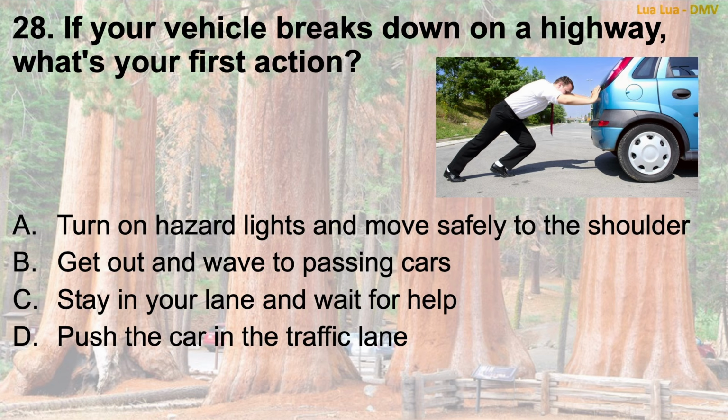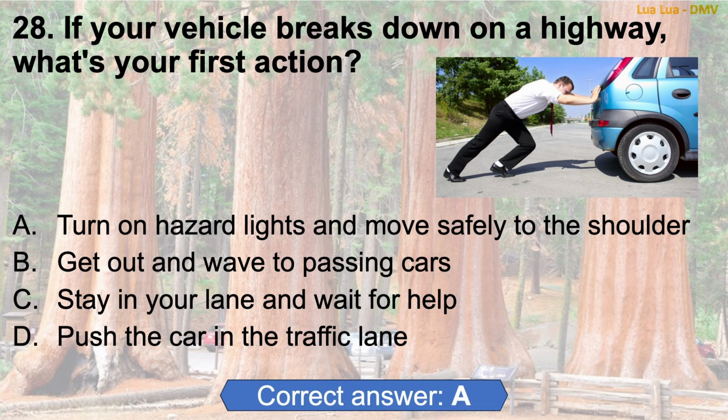Question 28. If your vehicle breaks down on a highway, what's your first action? A. Turn on hazard lights and move safely to the shoulder. B. Get out and wave to passing cars. C. Stay in your lane and wait for help. D. Push the car in the traffic lane. The correct answer is A. Turn on hazard lights and move safely to the shoulder.